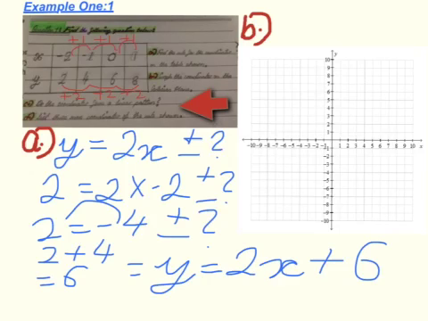Part B, graph the coordinates on the Cartesian plane. So let's graph it. Minus 2 and 2 right there. Minus 1 and 4 right there. 0 and 6 right there. And 1 and 8 right there. We can see that it forms a linear pattern and you can have a straight line on it. Obviously, I did not draw a straight line since I didn't have a ruler, but it does form a straight line. And that's the answer for part B.